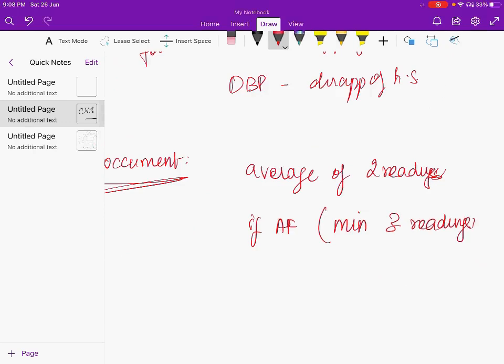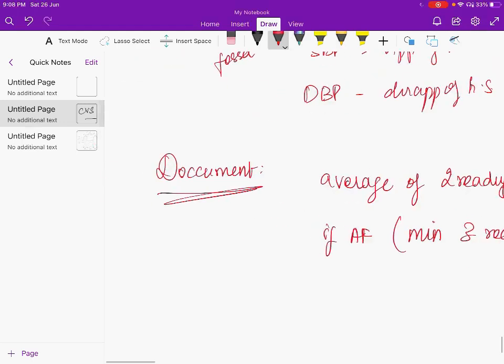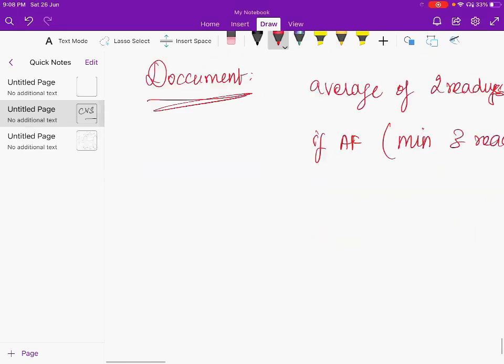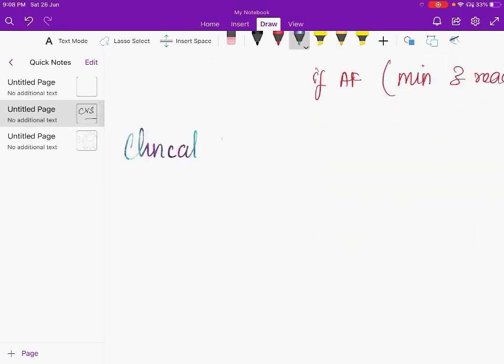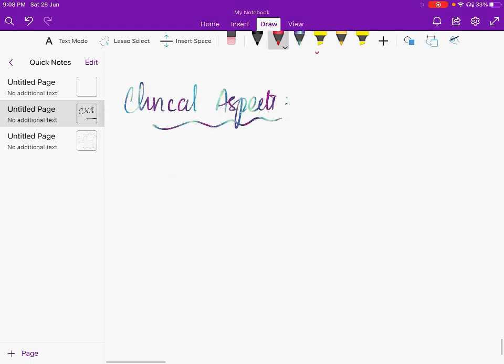As we all know, normal BP is around 120/80. Again, moving on to the clinical aspects of blood pressure. Hypertension.